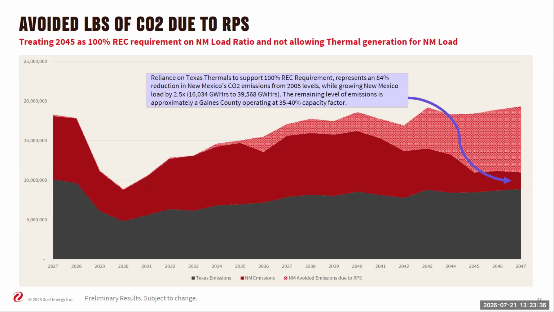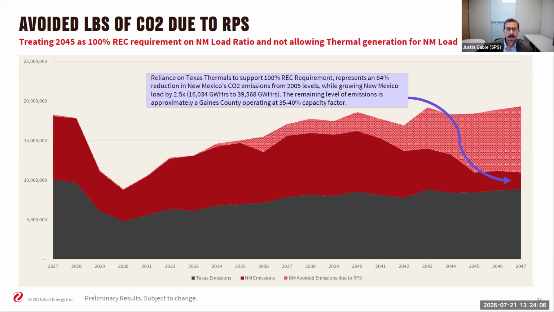Thanks. I realize that I have never asked this question before, so I don't understand the approach that you're taking. But in that purple box, when you say while growing New Mexico load by 2.5 times, for any of the large load in your load forecast where it's an unknown entity, right? You don't know what jurisdiction it's going to go to. Are you assuming half of that load is going to New Mexico and half of that load is going to Texas for purposes of this calculation?